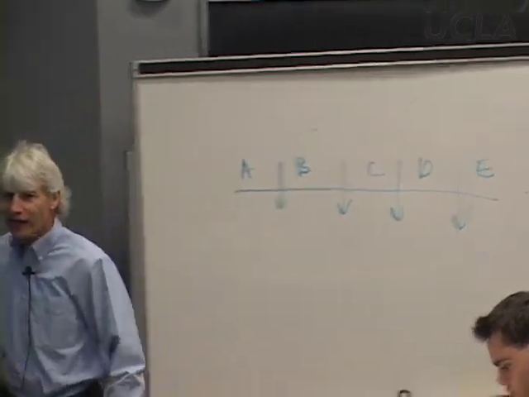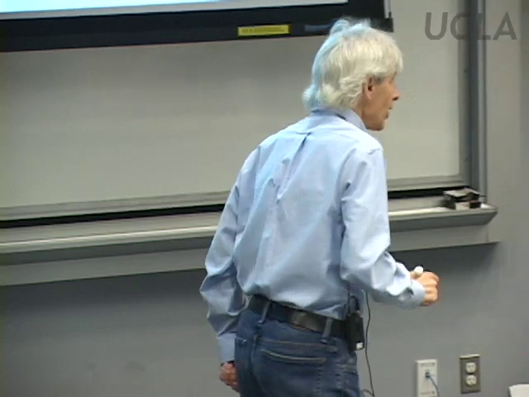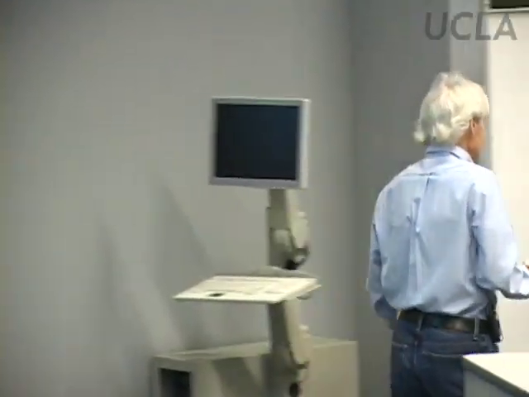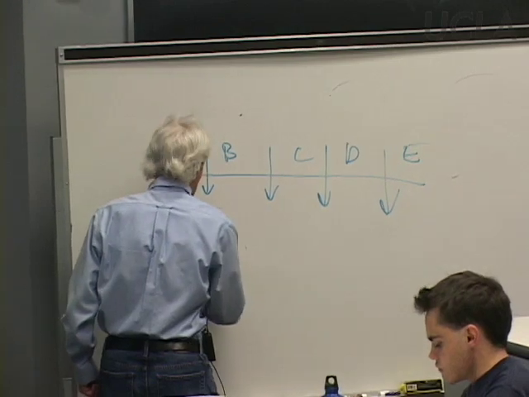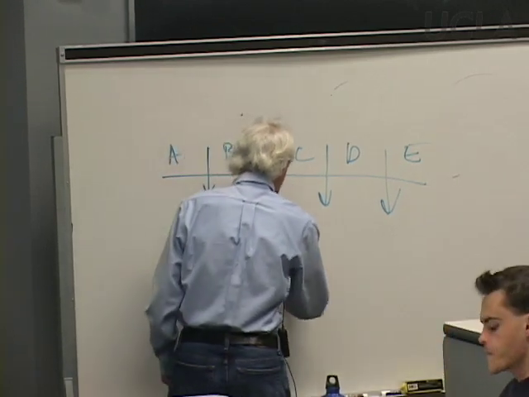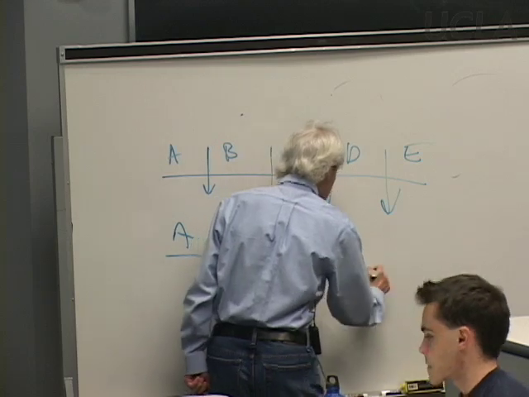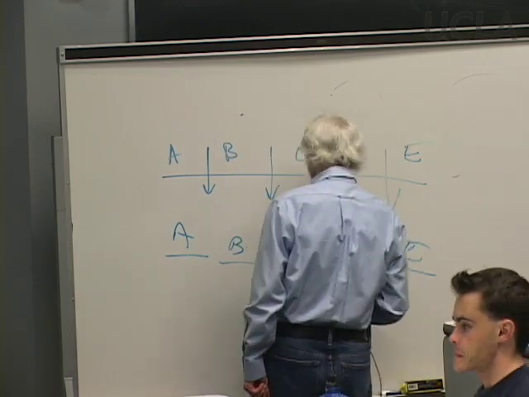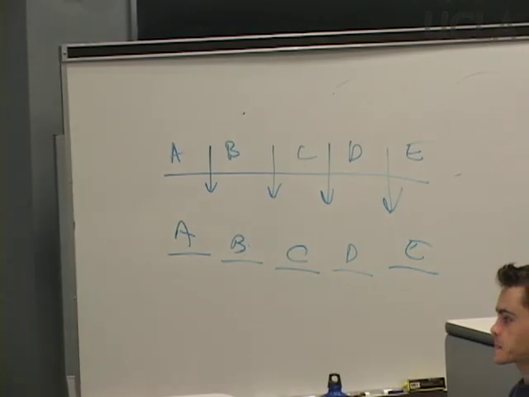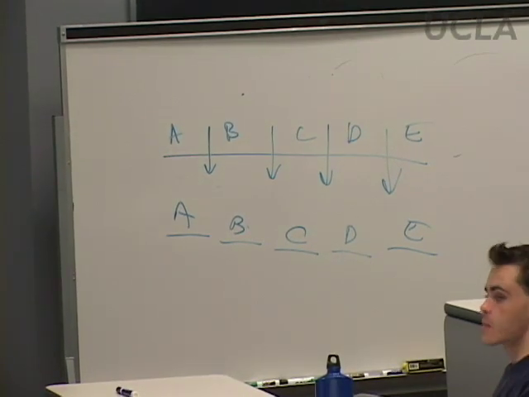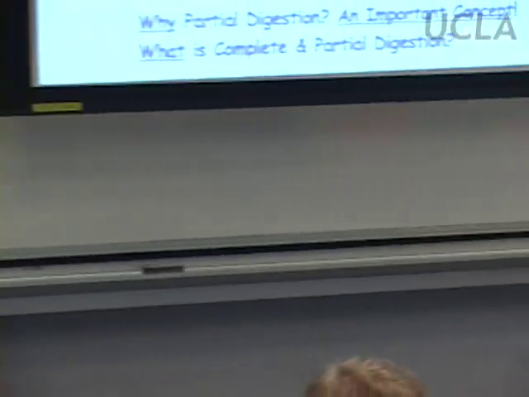Now, what happens if I digest that DNA very quickly? How many fragments will I get? 5. Okay, I'm going to get fragment A, right? I'm going to get B, C, D, and E, correct, in simple form. Now, how many clones can I get from that, Julie? How many clones can I get? Look at that diagram. We can get 5 different types.